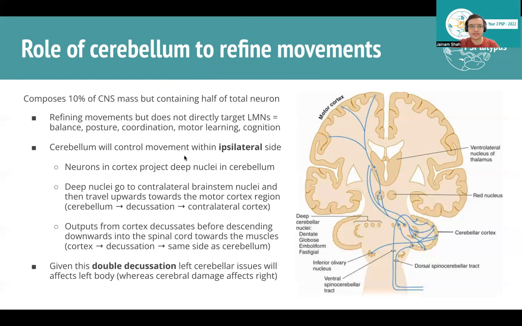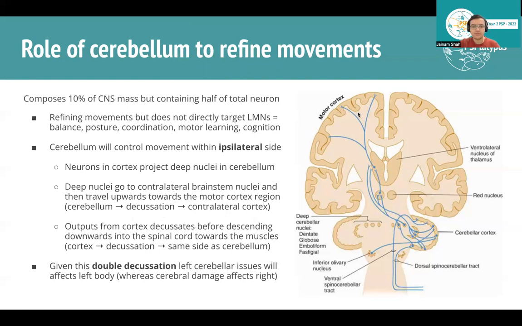So how does it start? You get some neurons within the cortex. So you can see over here, you've got cell bodies in the cortex that project to deep nuclei within the cerebellum. Awesome. Those deep nuclei go to the contralateral brainstem nuclei. So they go to these nuclei here, and then cross to the other side, and then travel upwards towards the motor cortex. So essentially, if you want to simplify it from the cerebellum, they decussate, so cross over, and they go to the contralateral cortex.